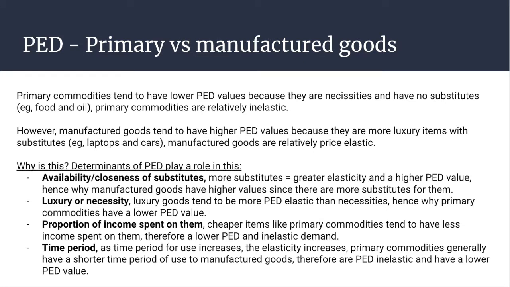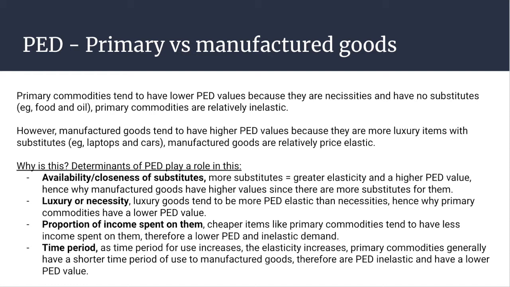PED, primary versus manufactured goods. Primary commodities tend to have lower PED values because they are necessities and have no substitutes. For example, food and oil. Primary commodities are relatively inelastic. However, manufactured goods tend to have higher PED values because they're more luxury items with substitutes, such as laptops and cars. Manufactured goods are relatively price elastic.